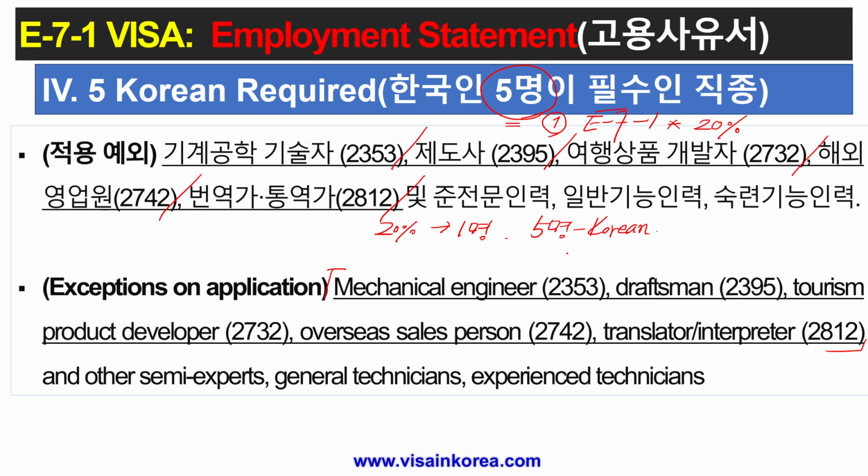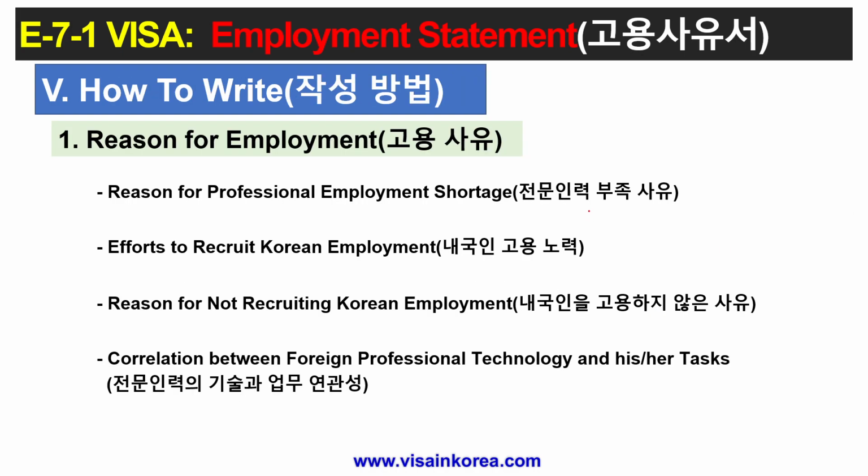Okay, so when you apply for a mechanical engineer, job code 2353, draftman 2395, tourism product developer 2732, overseas salesperson 2742, translator and interpreter 2812. When you apply for one of these E-7-1 job categories, your hiring company must have 5 Koreans or more. Okay? Must check this one first.